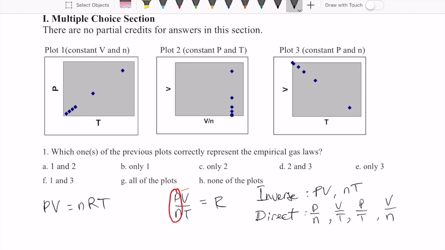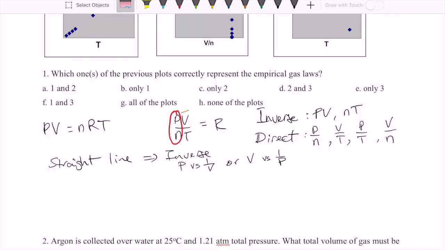The reason this is important to first determine is because if you want to get straight line plots, then for the inverse relationship variables, you have to plot one variable versus the inverse of the other variable. So for example, if I want to get a straight line with P and V, I'm going to have to plot P versus 1 over V, or I have to plot V versus 1 over P. Whereas if I have the direct relationship variables, then I just need to plot one variable versus the other one directly. So for example, I can plot P versus n, and that will give me a straight line, or V versus T, and that would also give me a straight line.